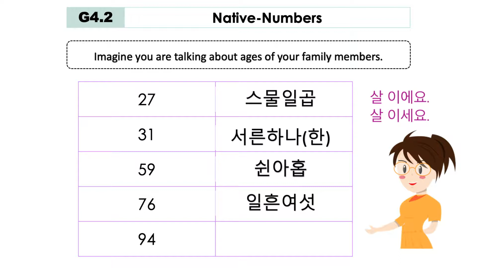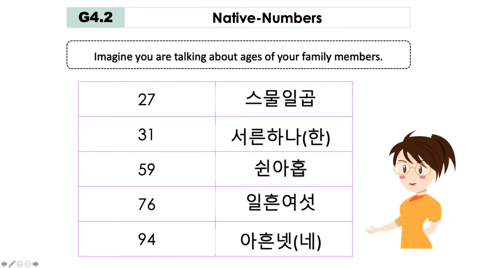And your grandparents, 94살이세요. So just remember that 하나, 둘, 셋, 넷, they become different. Like 하나, 한, 둘, 두, 셋, 세, 넷, 네, when they are combined with the noun counters.